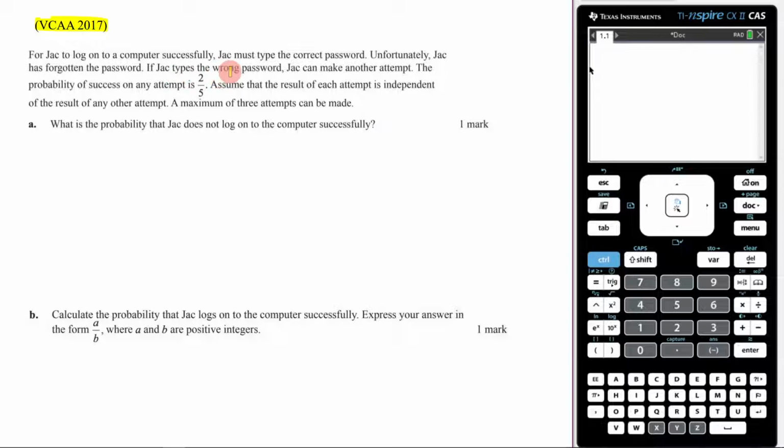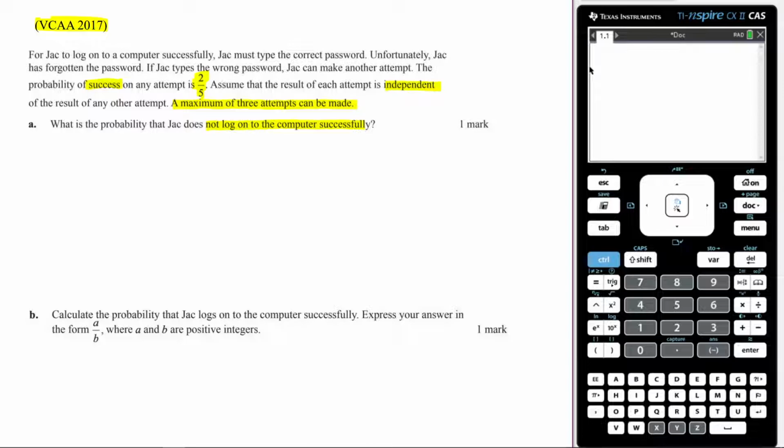If Jack types the wrong password, Jack can make another attempt. The probability of success on any attempt is 2 on 5. Assume that the result of each attempt is independent of the result of any other attempt. A maximum of 3 attempts can be made. What is the probability that Jack does not log onto the computer successfully?